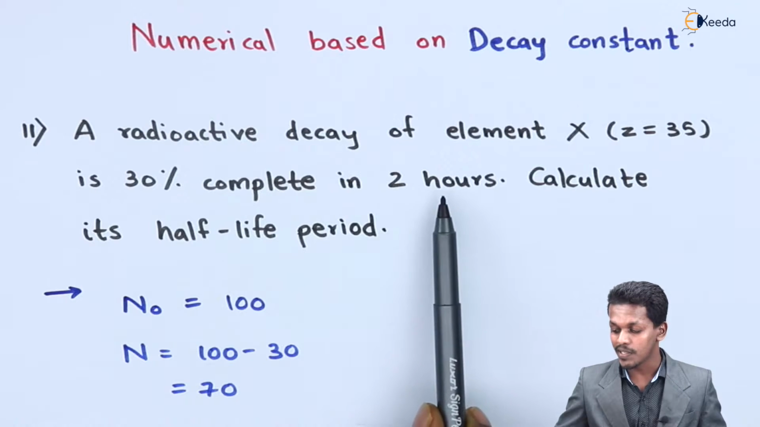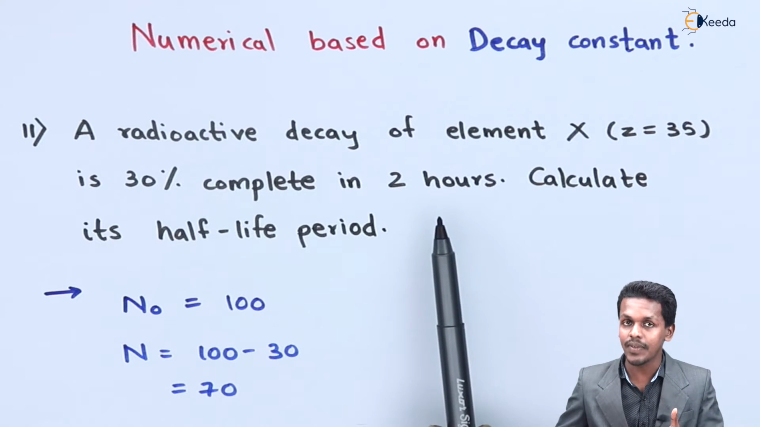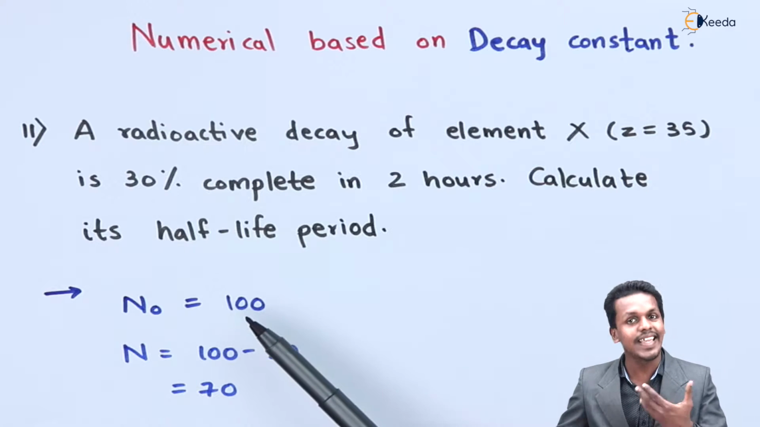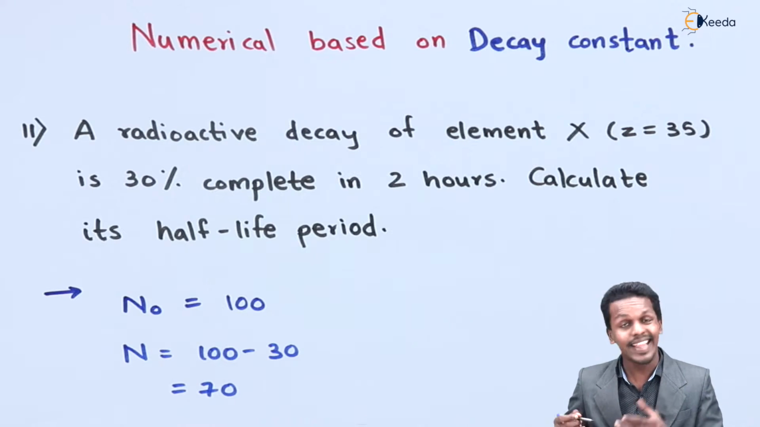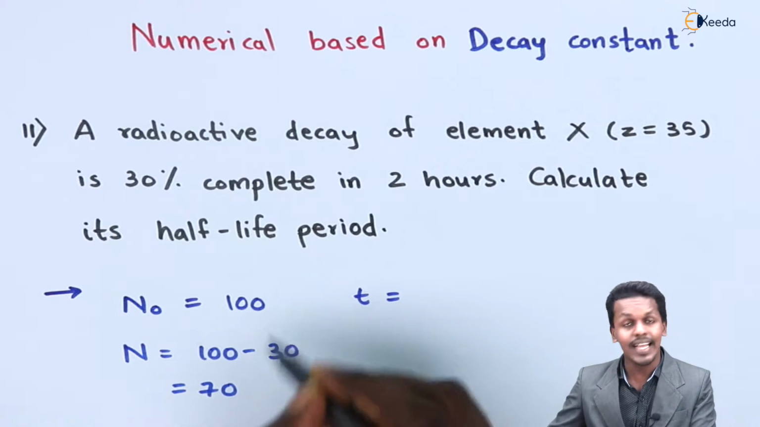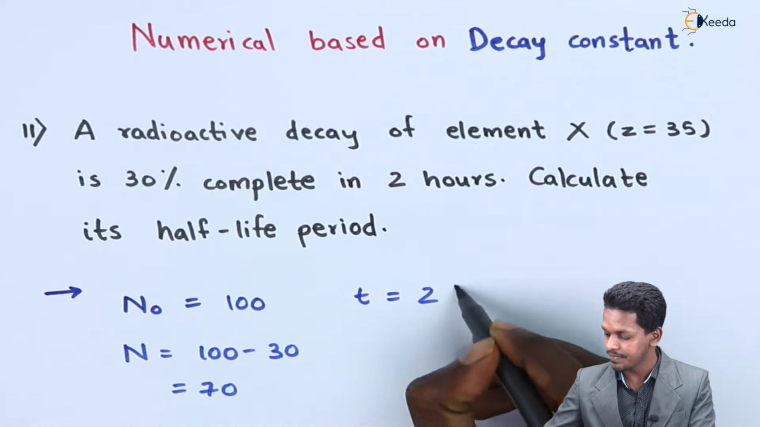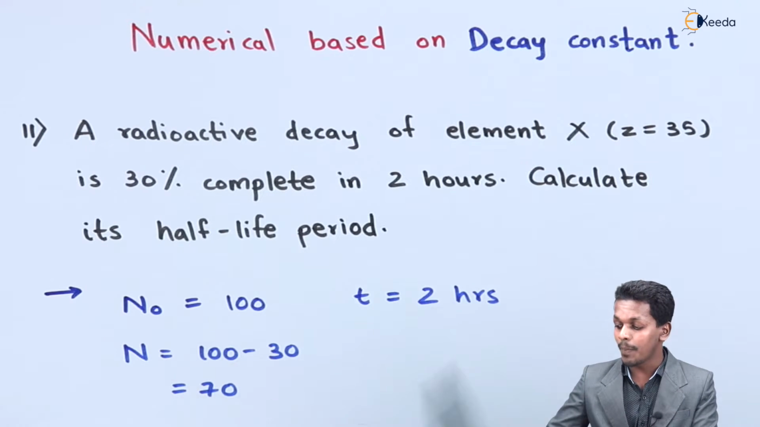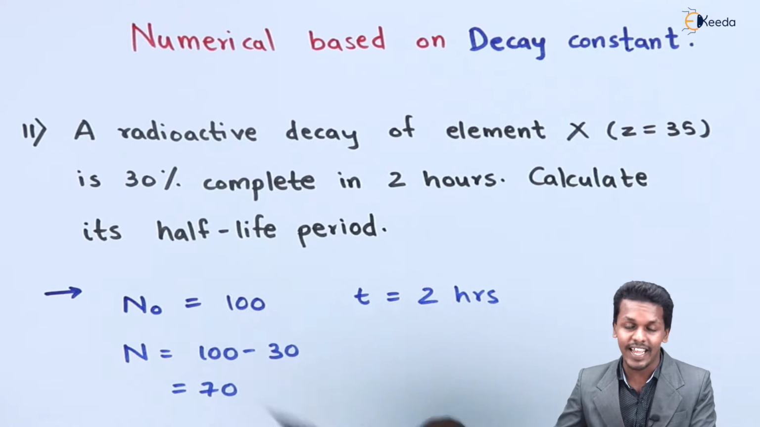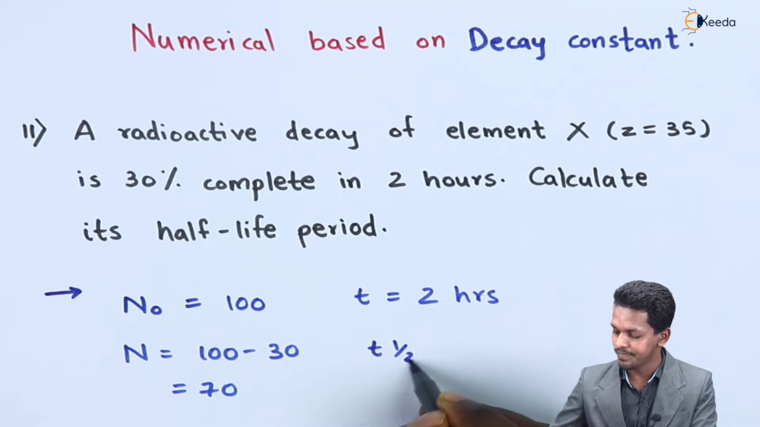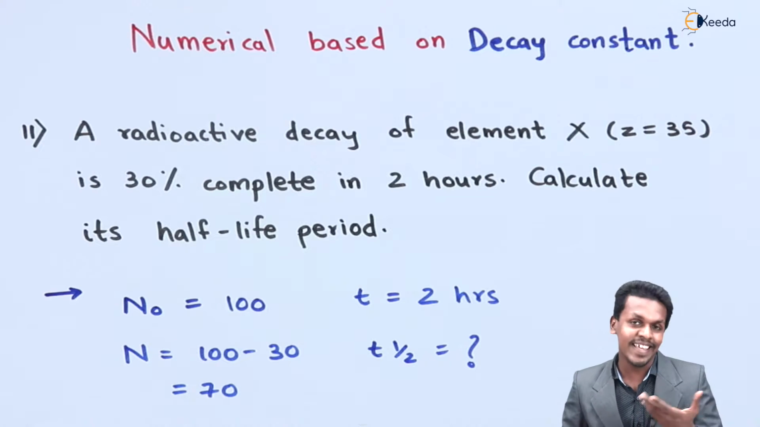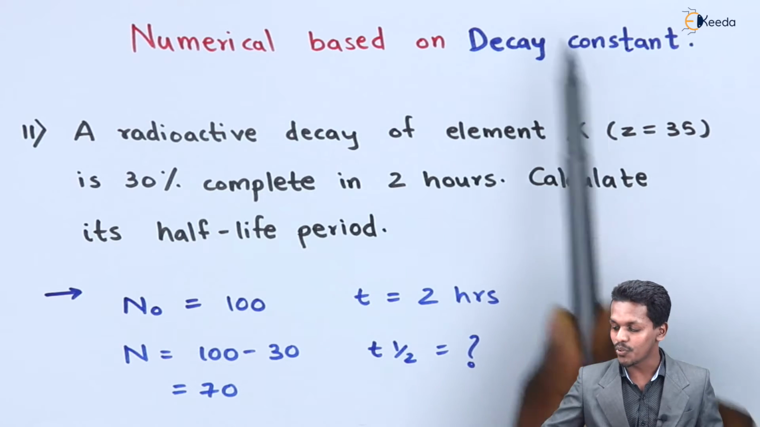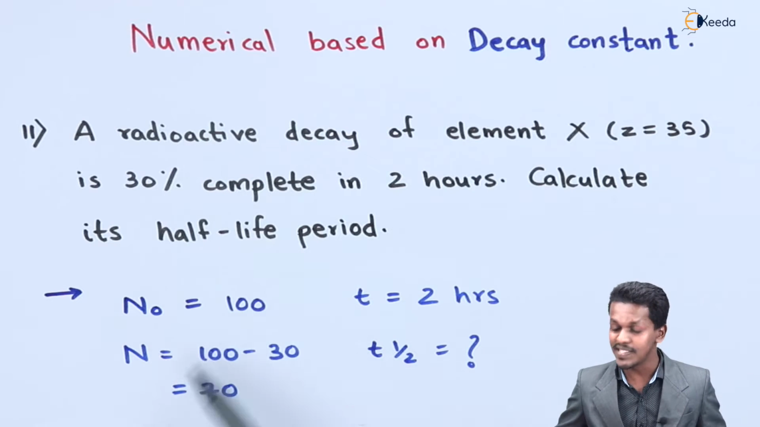And what about this 2 hours? This 2 hours is the duration in which, from 100%, 30% of the decay has happened, and that is how we are left with 70% of the radioactive element. The time during which this change occurred is 2 hours. And from this data we have to calculate its half-life period, that is T half. But to calculate T half, obviously we should know the decay constant value, so let us see how we can calculate the decay constant from these data.